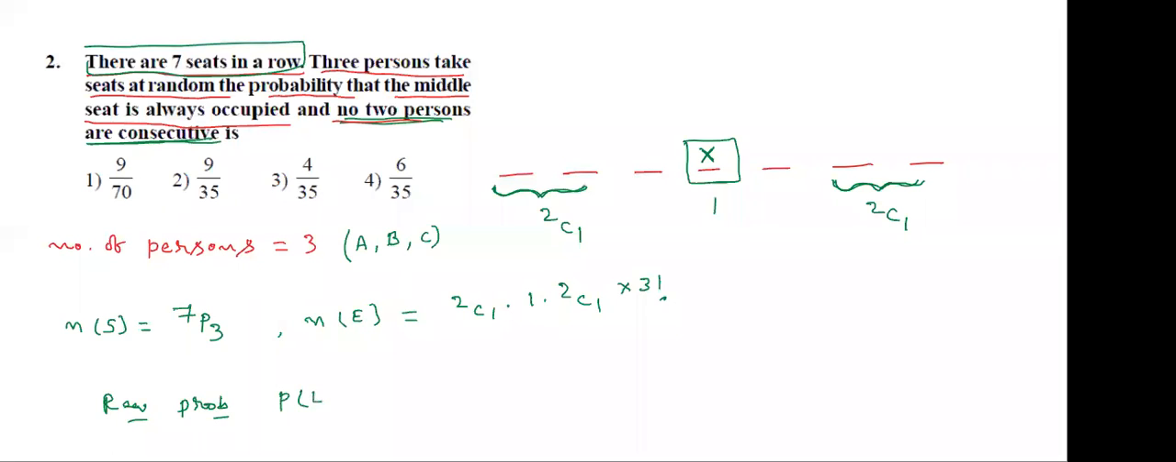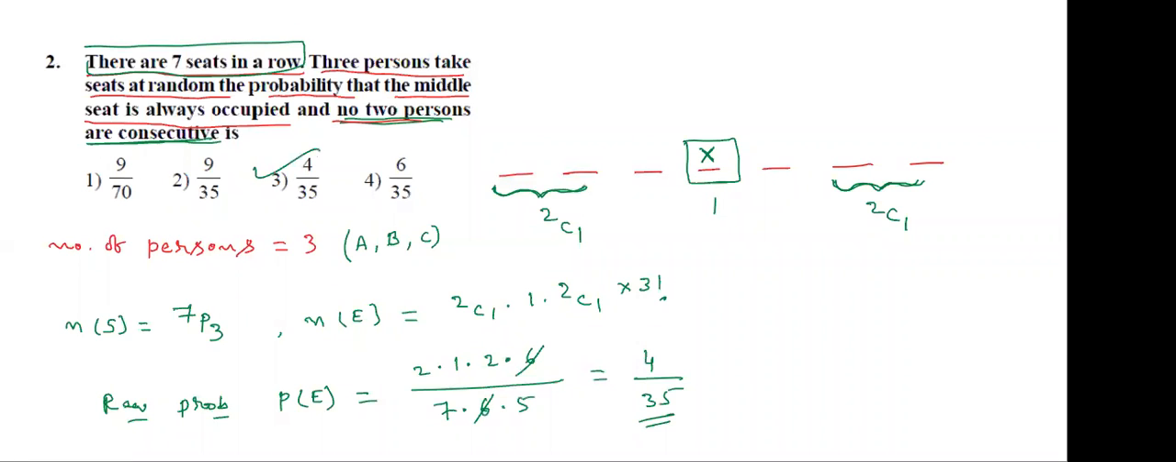Now, required probability. P of E is equal to N of E. 2C1, 2 into 1 into 2, 3 factorial means 6, divided by N of S, 7P3. 7, 6, 5. 6 cancels. Now the answer is 4 by 35. So the required probability here is 4 by 35.